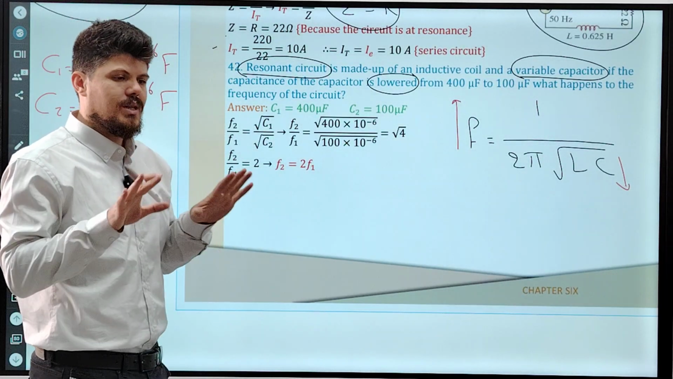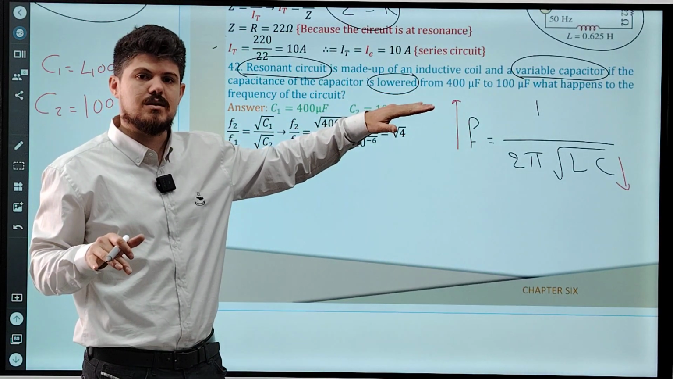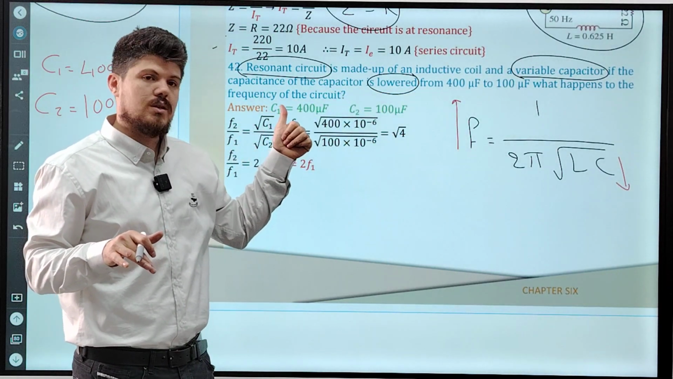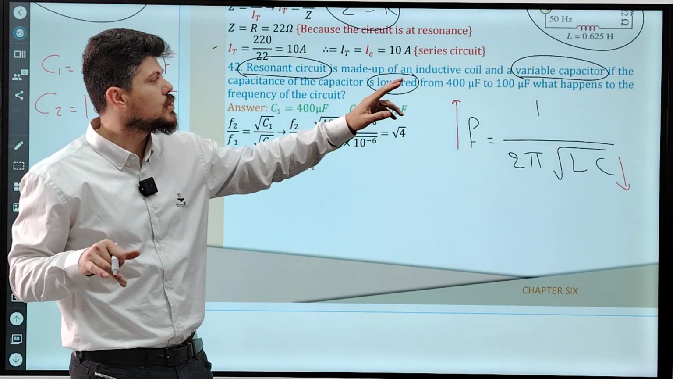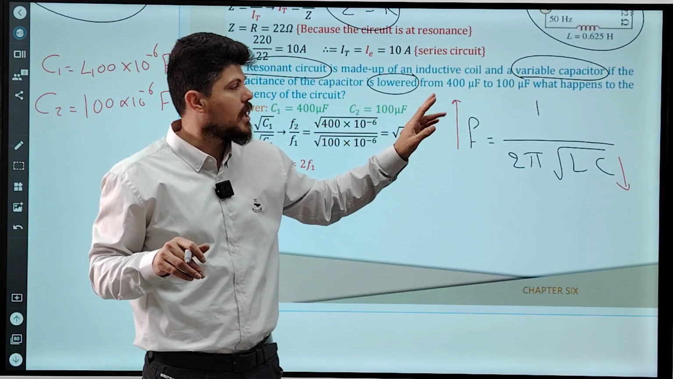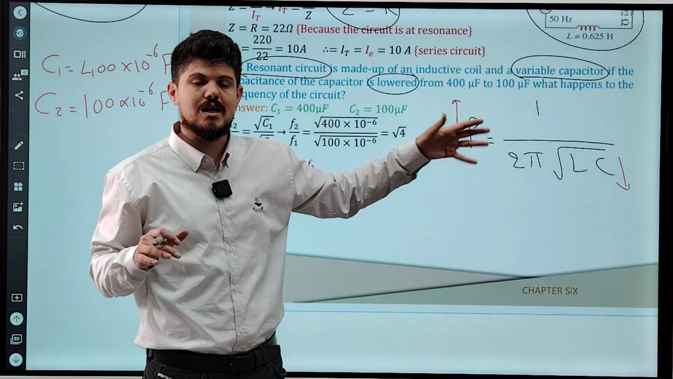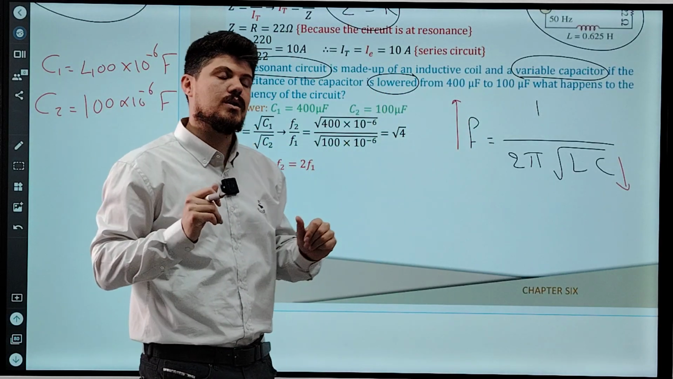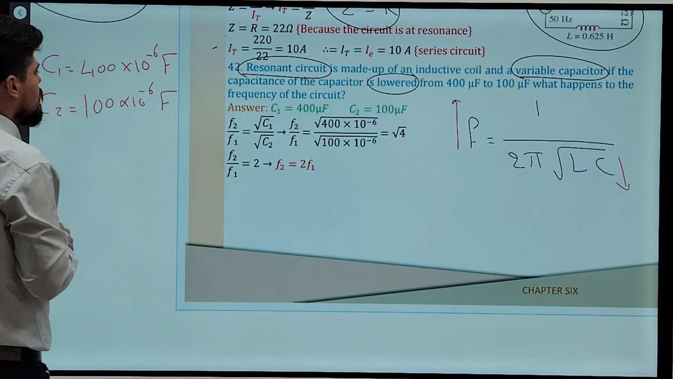So in this question, without solving, just by knowing the given values of the capacitors, the frequency should be increased or decreased? Absolutely should be increased. Why? Because capacitance lowered, capacitance decreased here. That is why the frequency should be increased. By which factor? We have to calculate. Okay? What happened to the frequency of the circuit?